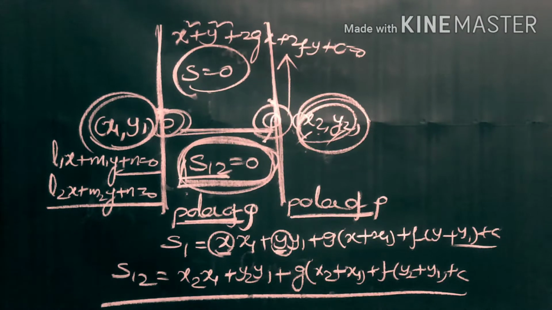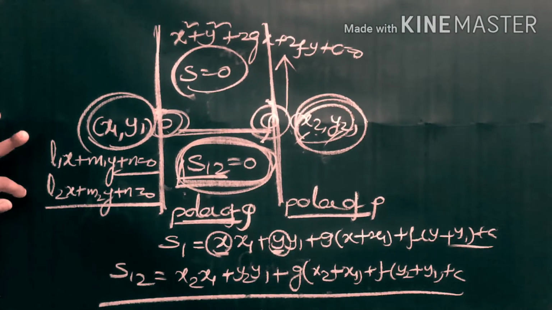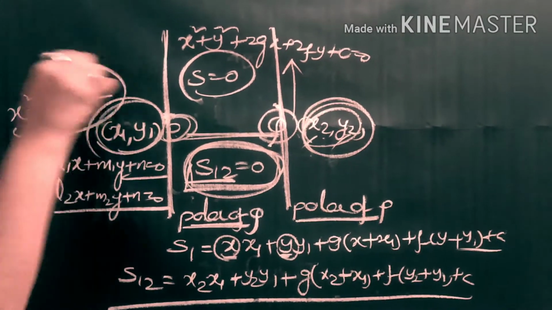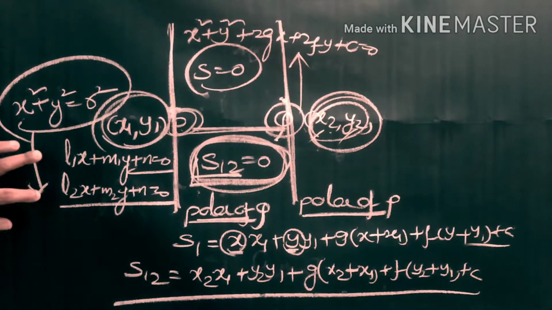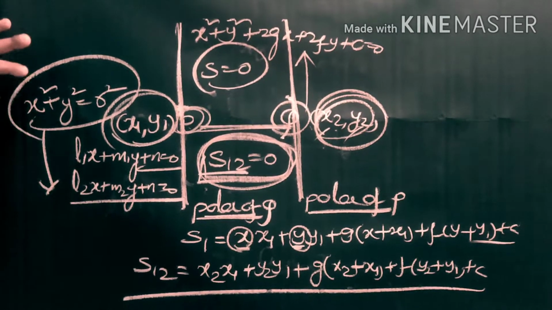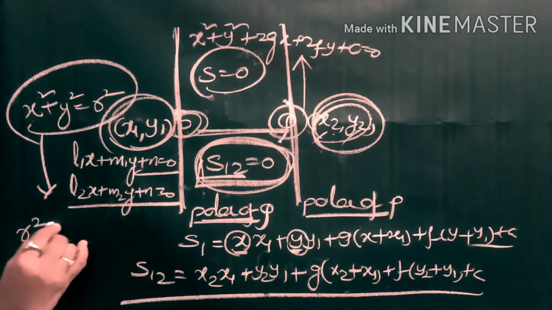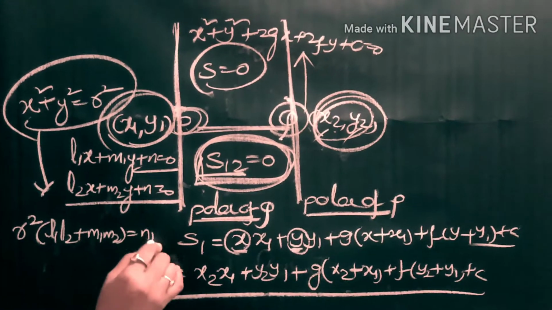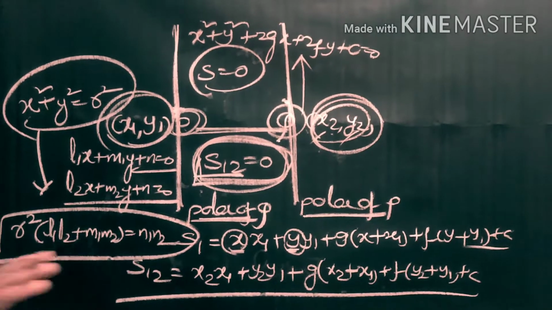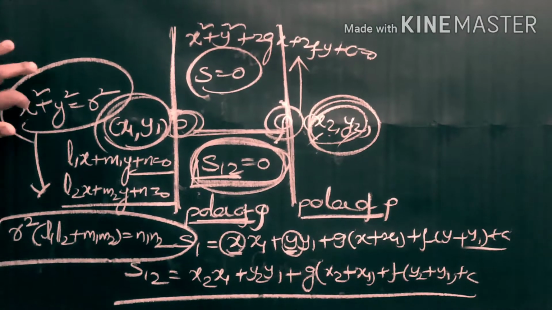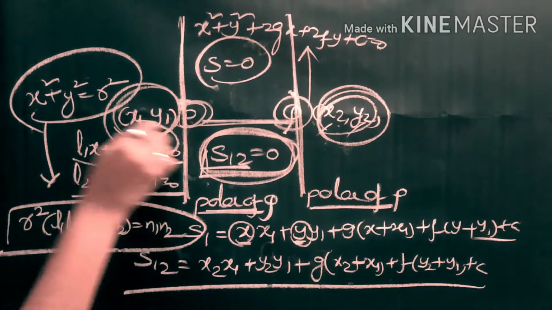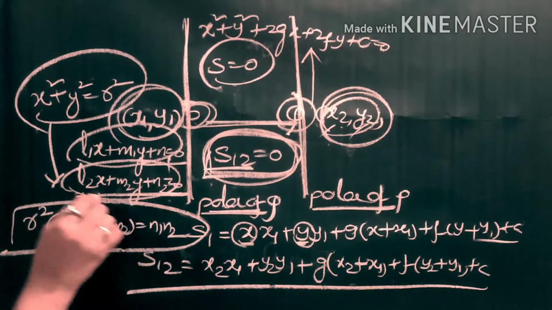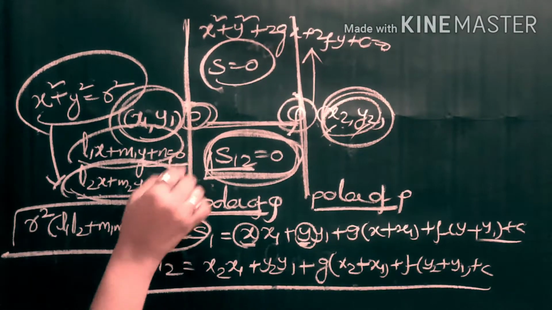Now the condition for these 2 lines to be conjugate lines with respect to the circle x square plus y square equals r square is r square into L1 L2 plus M1 M2 equals N1 N2. Now this is the condition for the conjugate lines. Here the circle is x square plus y square equals r square. For lines L1x plus M1y plus N1 equals 0 and L2x plus M2y plus N2 equals 0, these 2 lines are conjugate lines with respect to the circle in standard form.